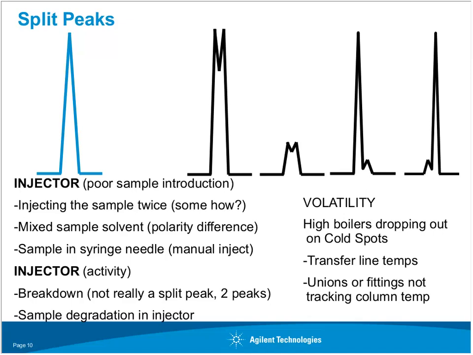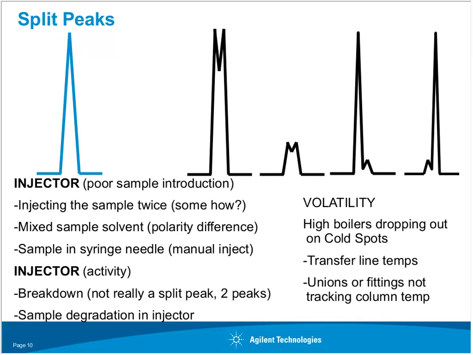This peak shape can also be caused by injector activity. This could be breakdown. It's really not a peak. It's actually two peaks. It could be sample degradation in the injector. The important thing about the sample in the injector is that we want to make sure that we have the inlet at a high enough temperature so that all of the compounds are vaporized, and that we don't make it too hot. For instance, if we were looking at pesticides, if we had the inlet too hot, we can actually cause degradation of those compounds. So the inlet parameters are very important.